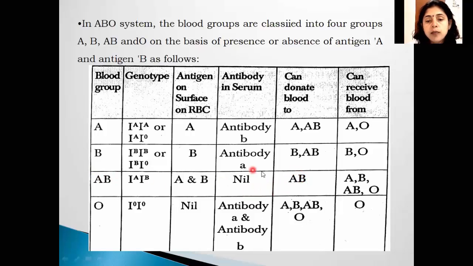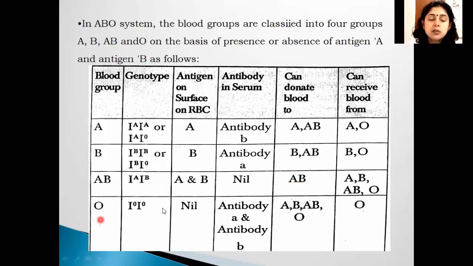So AB blood group naturally can donate only to AB, but receives the blood from all types. I mean, it is called AB, and O, because the combination of A also, B also, and O is the universal donor. So that's why AB is considered a universal acceptor. It can accept the blood from each and every blood group. So AB is the universal acceptor, but can donate the blood to only AB persons.